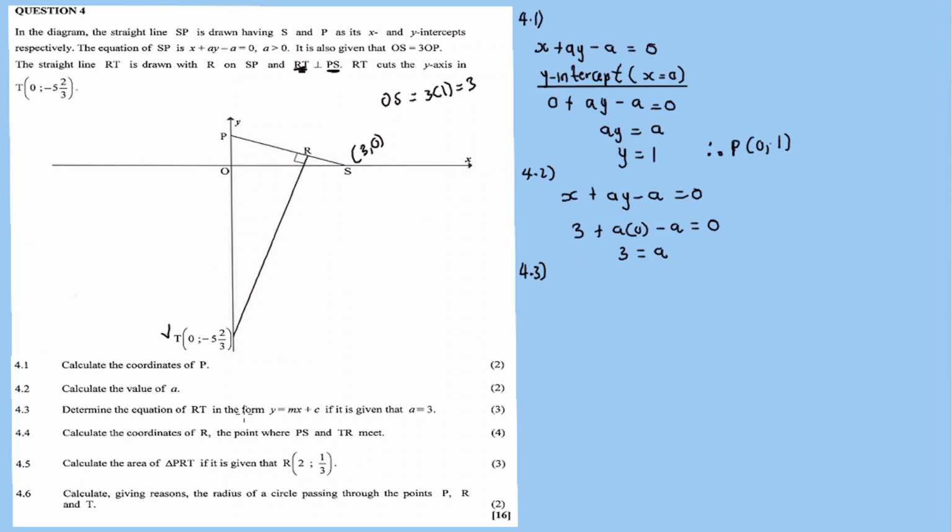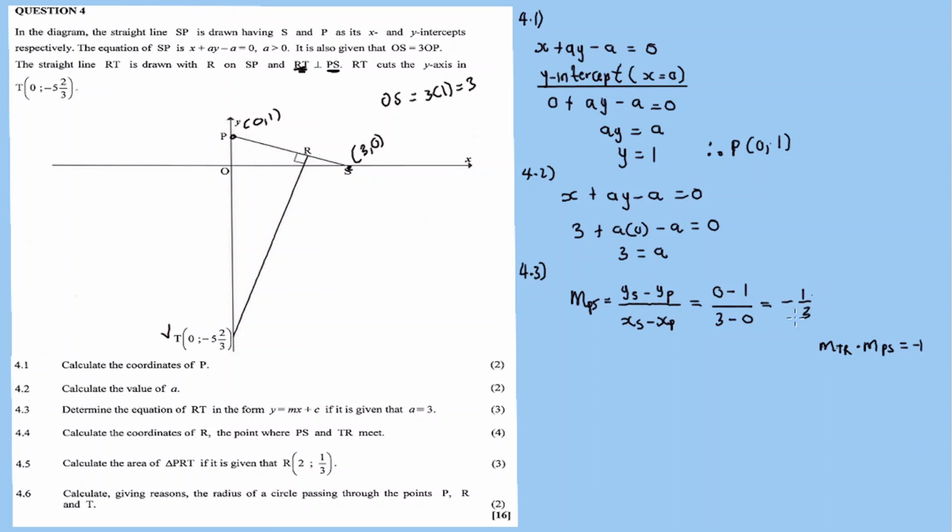Now, multiply their gradients and you get negative 1. So by calculating the gradient of PS or SP, I will get the gradient of RT. So let's calculate the gradient of SP. The gradient of PS is equal to ys minus yp over xs minus xp. Then we substitute the coordinates of P and S. Don't forget, it is 0 and 1. Then I substitute: 0 minus 1 is negative 1, 3 minus 0 is 3. So the answer is negative 1 over 3.